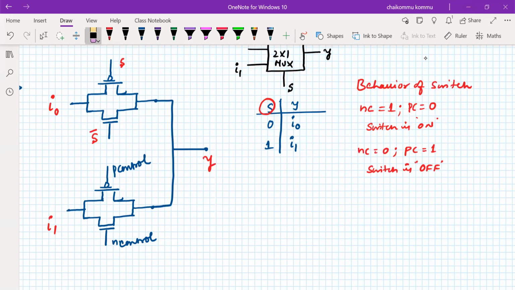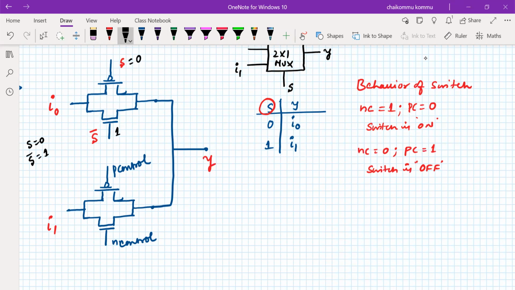Okay, if I put S equal to 0, S bar becomes 1. That means if I put logic 0 here, it becomes 1. Therefore the switch becomes on, and I naught will go through.